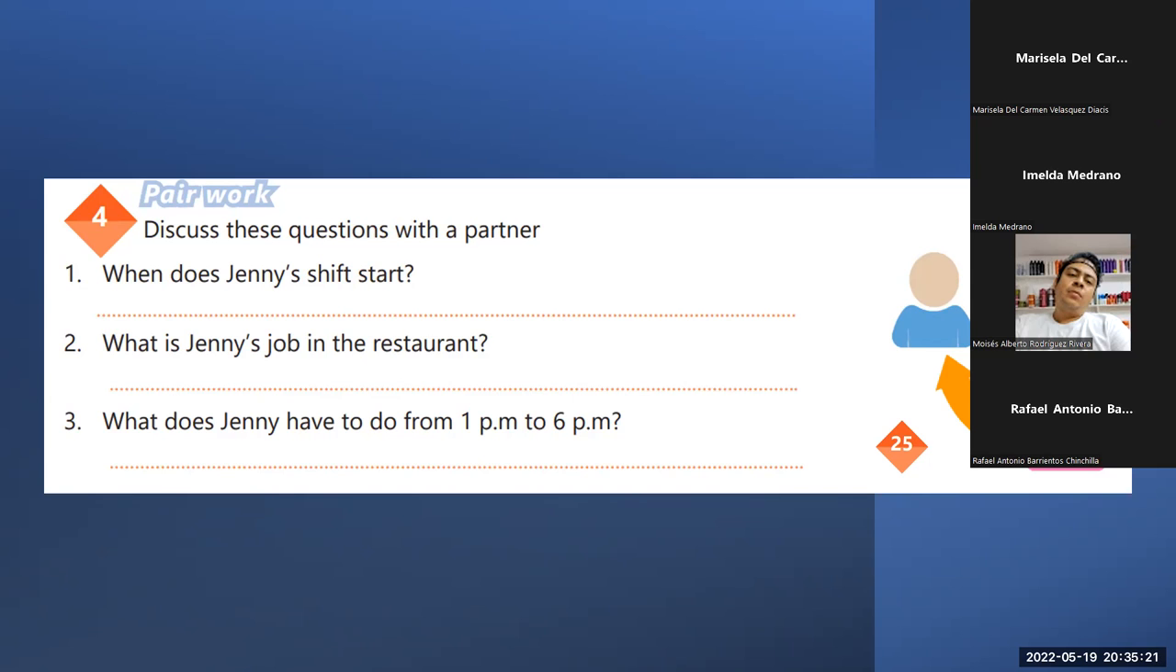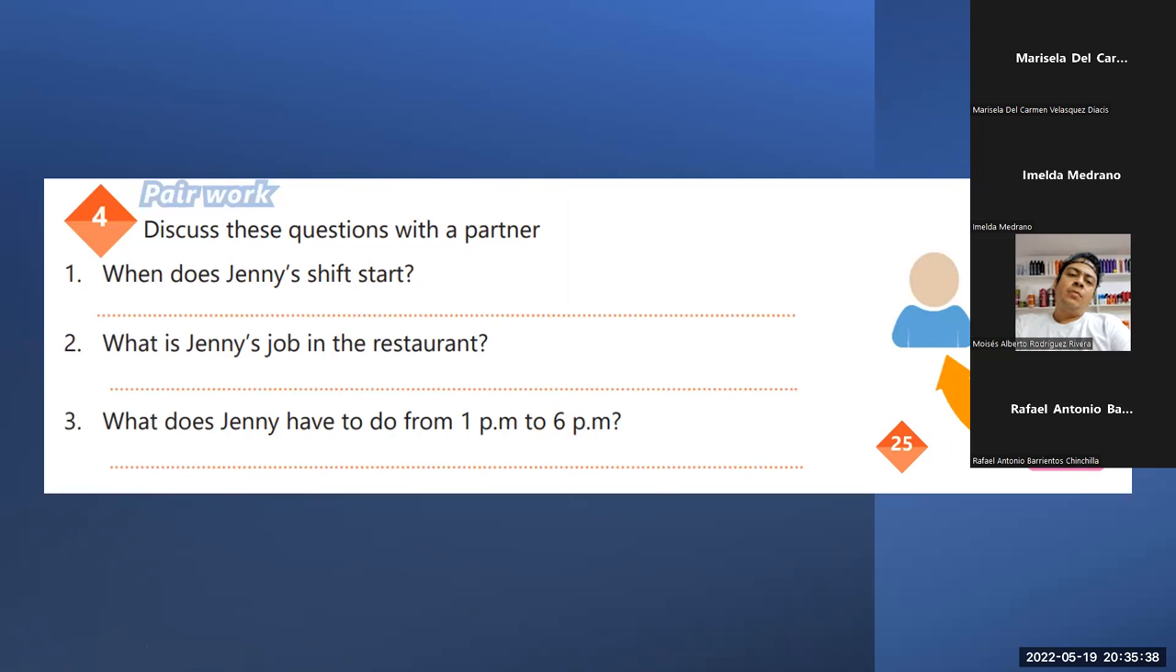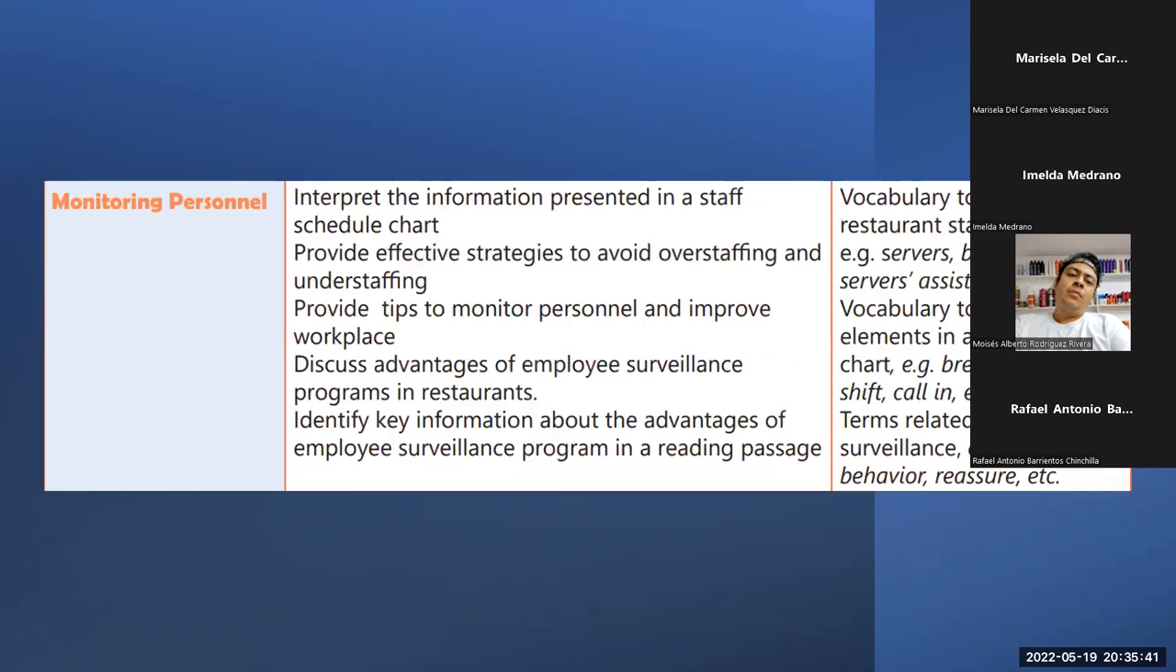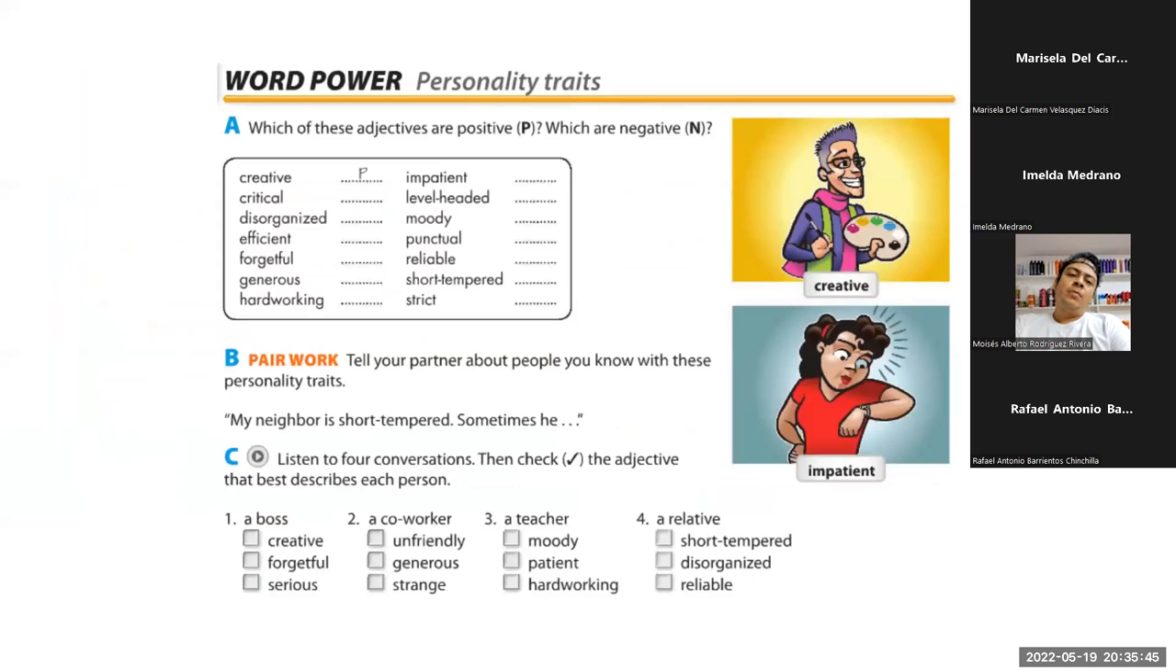So first, it's the first part of the day or the shift. She is a waitress, right? Or a server. And then in the afternoon, she is a hostess. Kind of heavy, right? Okay, and this is in regards to the material. We have been asked to continue using this material.